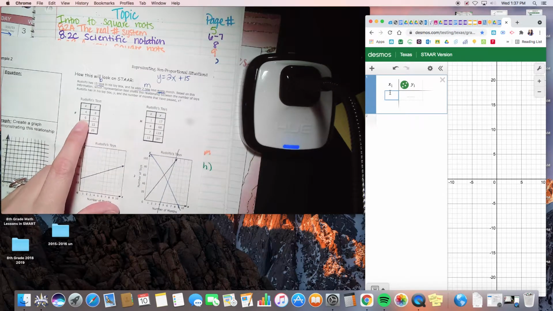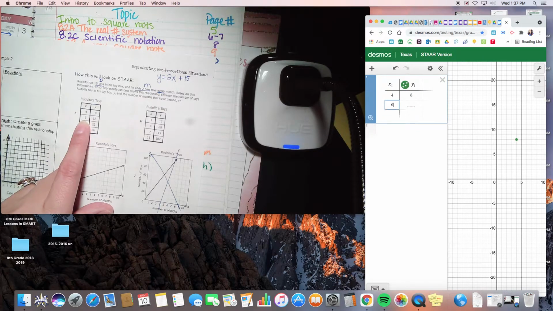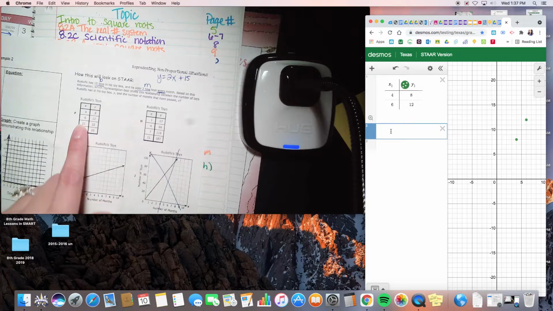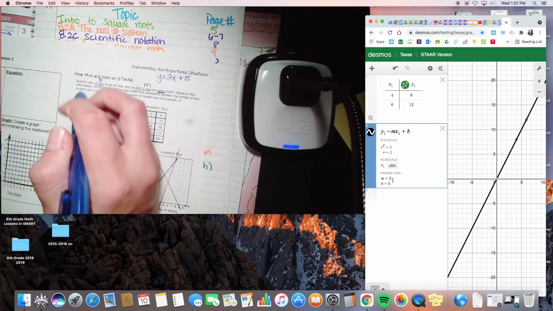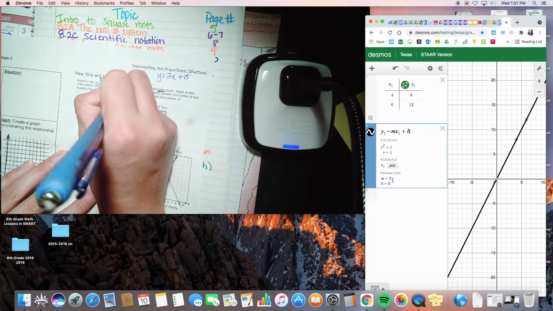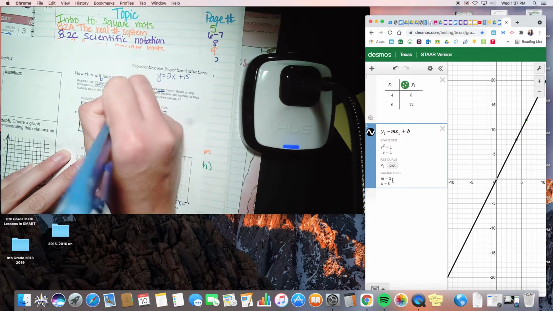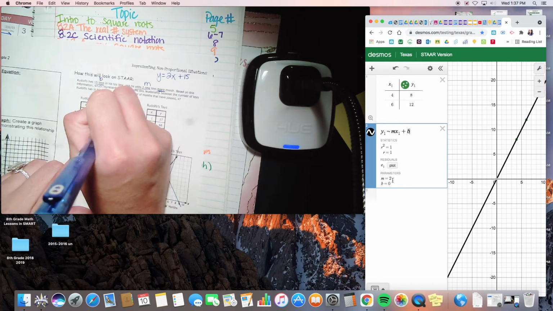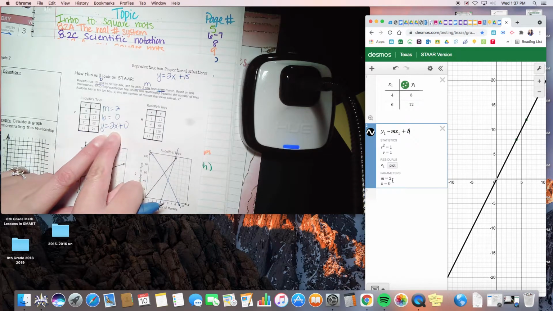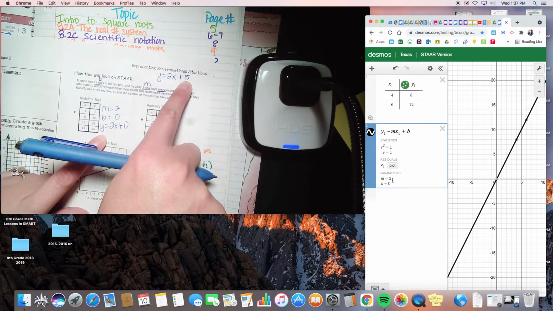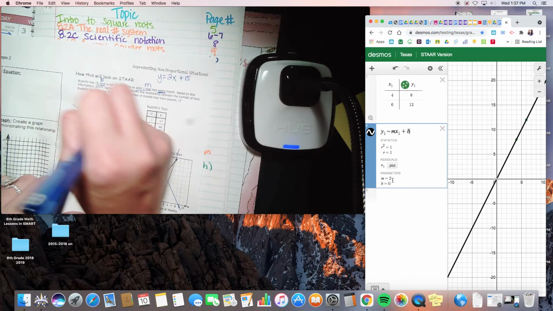So I'm going to start with the first table. And I'm going to put 4, 8, 6, 12, and then y1 tilde mx1 plus b. Okay, and as you can see, it says my M is 2 and my B is 0. So this would make an equation Y equals 2X plus 0. So I know that this one cannot be my answer because it's supposed to have 15 as my B. So this one cannot be it.